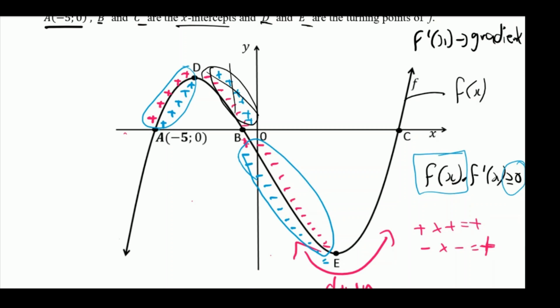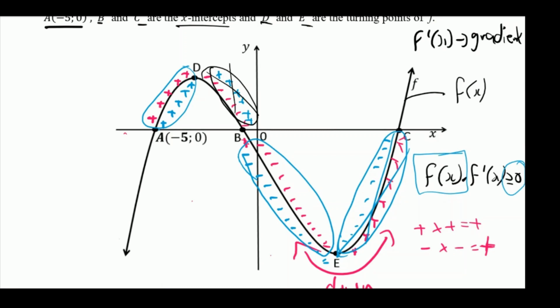Let's try this section of the graph. The gradient is positive here. It's increasing. And then the y values are negative, negative, negative. So this won't work. Won't consider it. This one won't work, so I'm just going to cancel it out like that.